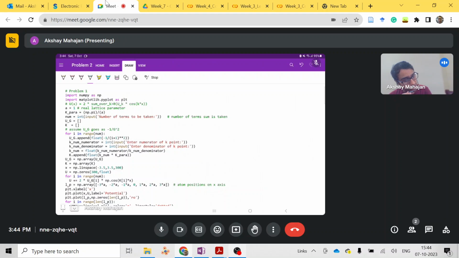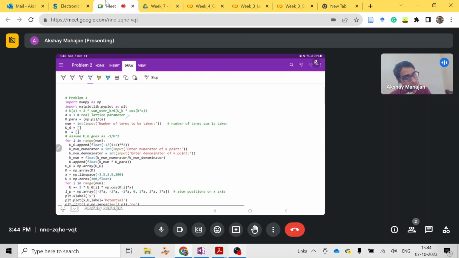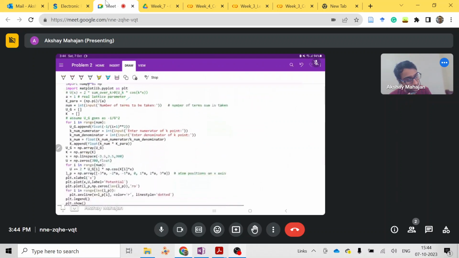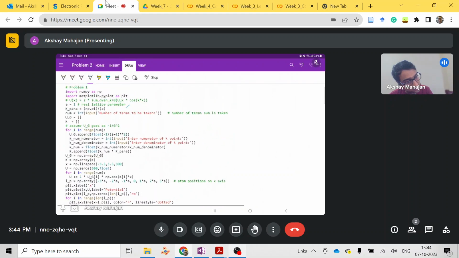In this code I have written, you have a lattice parameter a, then you have your k parameter. We are taking pi by a. These are the parameters. So the k points, as you remember, will be multiples of pi by a. Then you define the number of terms taken for the summation, so for some we are just taking 1, for some we are taking 2. Then ug and k are the lists in which I am storing the ug values and the capital K values.